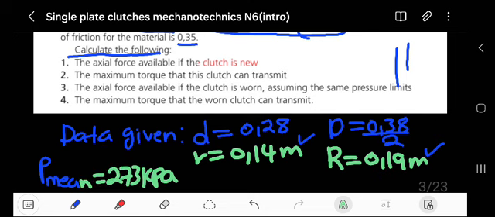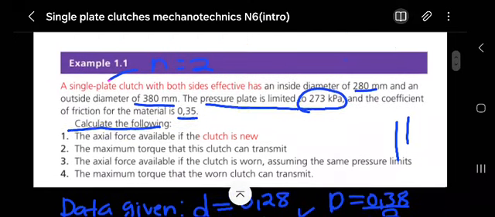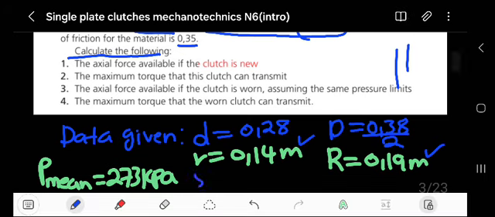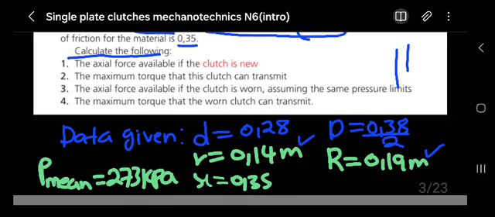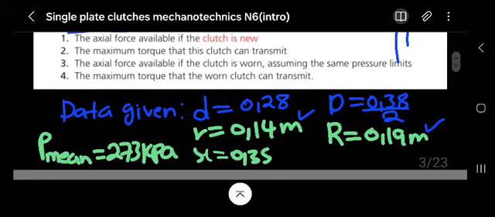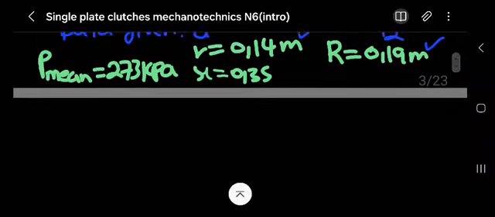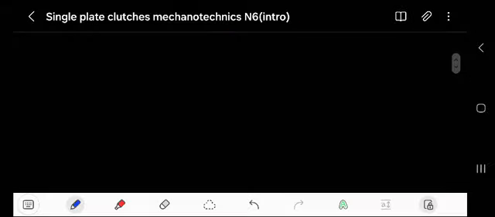This is our pressure. Then we have the coefficient of friction of the material, which is 0.35. This is what we have. Now 1.1, the axial force available if the clutch is new. Dealing with the new clutch, note there. We're dealing with axial force, isn't it?